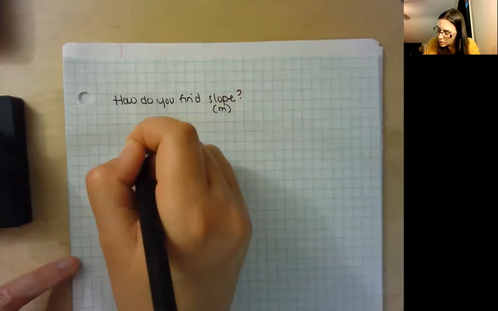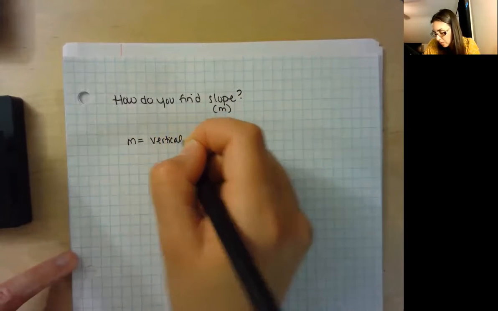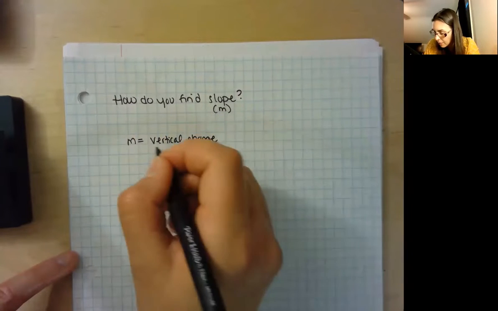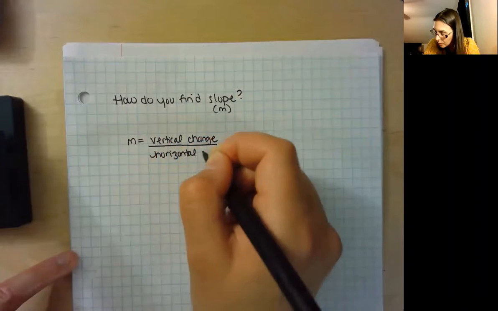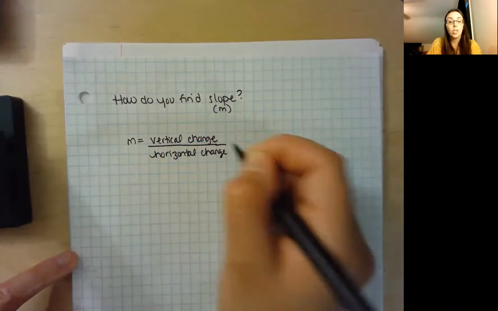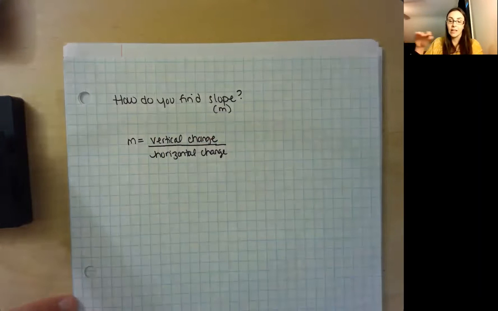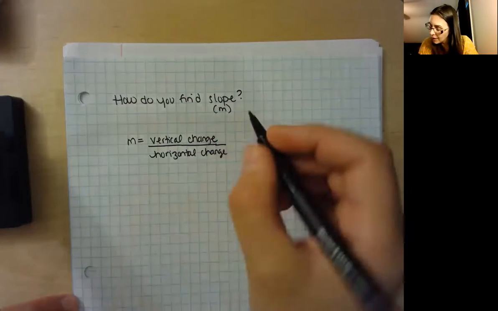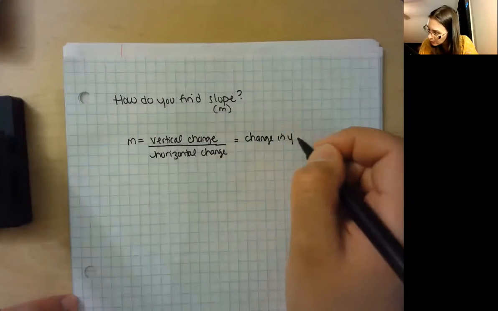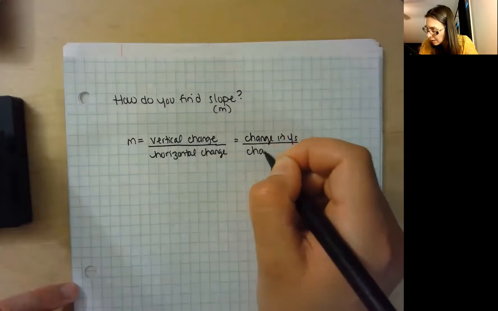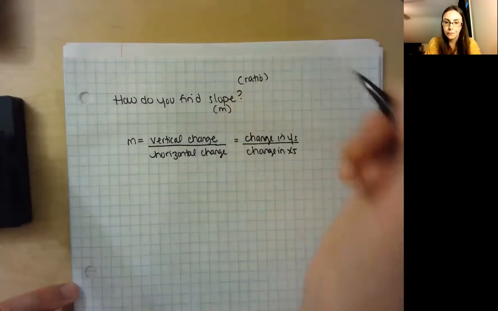So m, slope, is really related to the vertical change in the graph compared to the horizontal change in a graph. It's actually a ratio. So a slope is really the ratio of what's happening up and down versus what's happening left to right. So you can think of this also as your change in y values over your change in x's. So again, slope is really a kind of ratio, which we learn lots about.